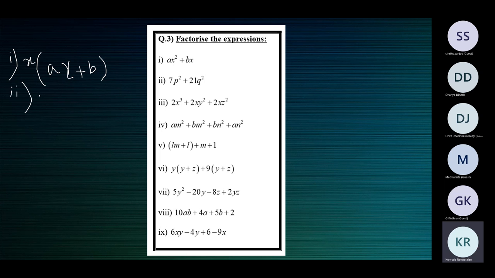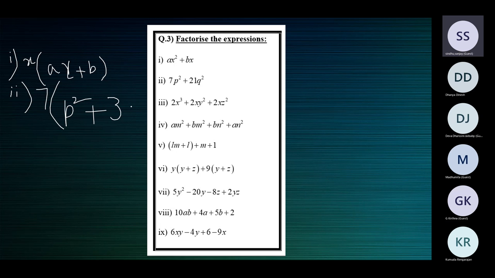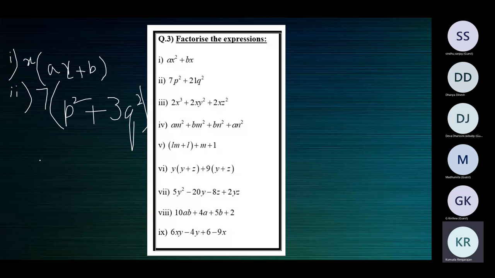What about the second one, children? Ma'am, it's 7 into p square plus 3q square. 7 is the HCF. Again, nothing can be done with p square plus 3q square. You may think that p square and q square are perfect squares, but the sign in the middle is plus. It's like p square plus 3q square, while the identity is a square minus b square.